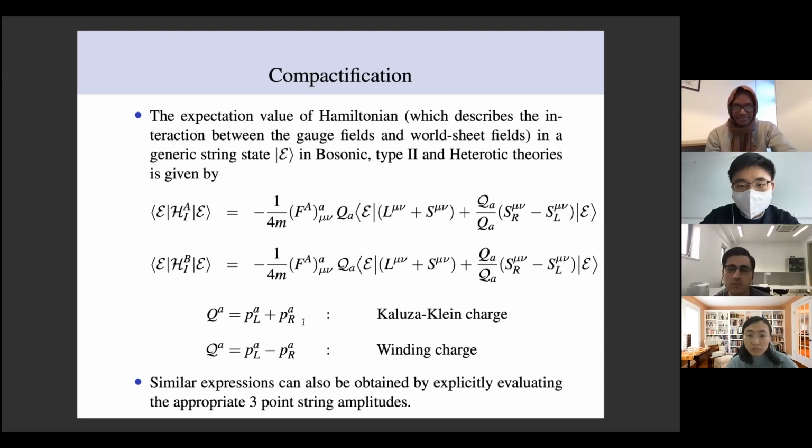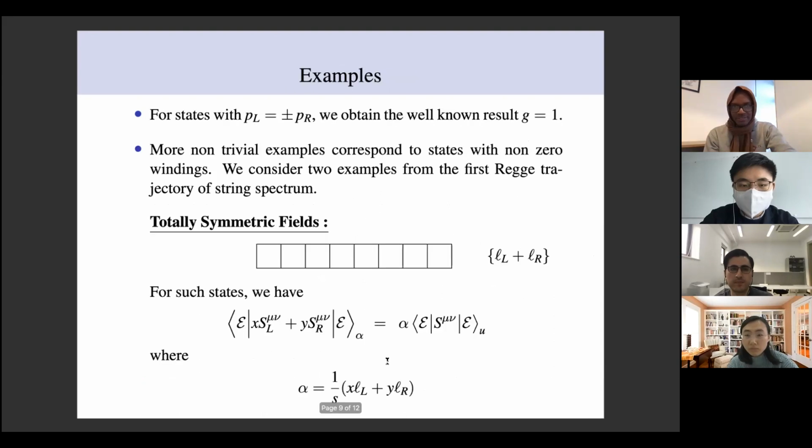It is this expression, where S_L and S_R, the spin angular momenta, correspond to that specific theory. And Q_A and curly Q_A correspond to Kaluza-Klein and winding charges. A similar expression can also be obtained by explicitly evaluating the appropriate 3-point string amplitudes. From this expression, we can read off the gyromagnetic coupling. To do this, we need to do some work. So for states with P_L equal to plus or minus P_R.